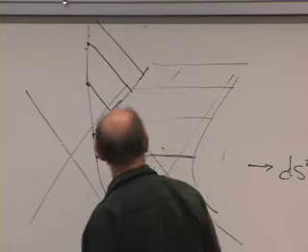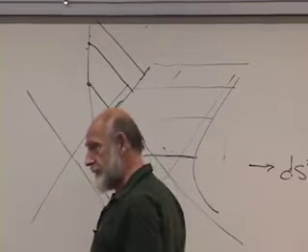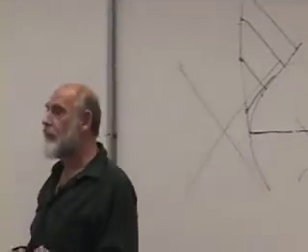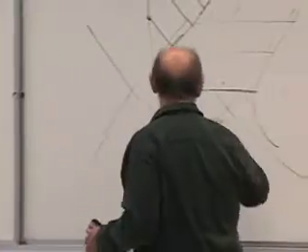Wouldn't the other observer also see the other receding, or in the opposite direction as well? Well, you've got to figure it out.